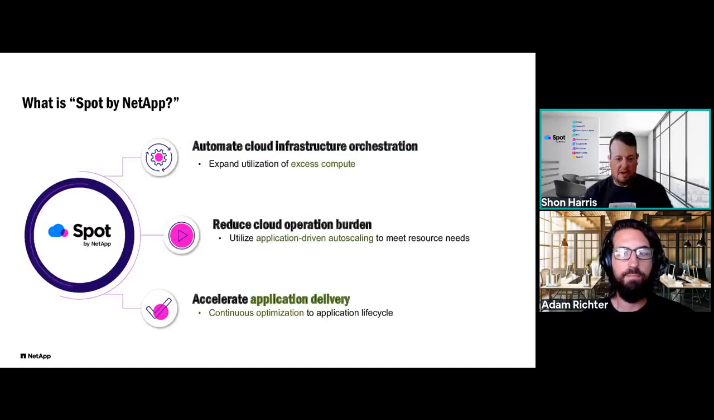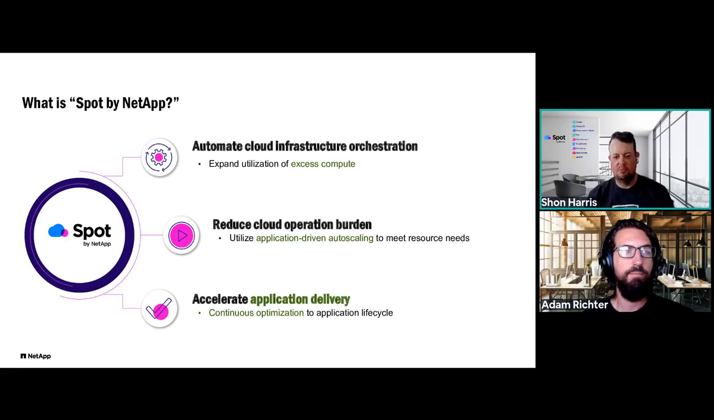So what is Spot by NetApp? We automate cloud infrastructure orchestration, ensuring that you're expanding the use of excess compute, or Spot instances of AWS, but making sure that you're getting the best value per compute unit. And we'll define that here in a second.